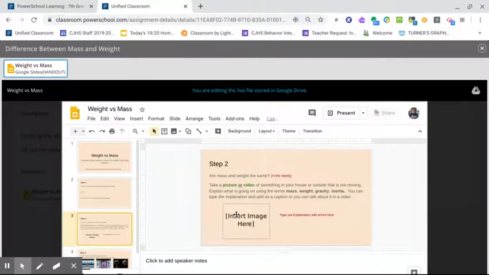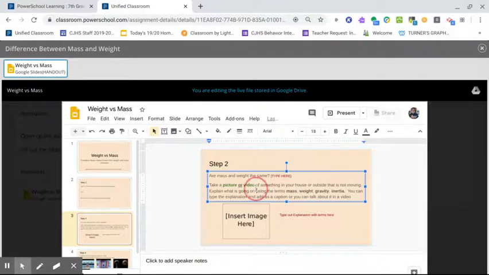You're going to insert the image or the video, if you'd rather do a video, right here. Now, you're going to have to describe what's going on in the picture or the video with that object, and you have to use the following terms correctly: mass, weight, gravity, and there's something called inertia that you'll be introduced to. You can always go back into the Ed Puzzles once you've completed them, skip around, and rewatch at your own pace.